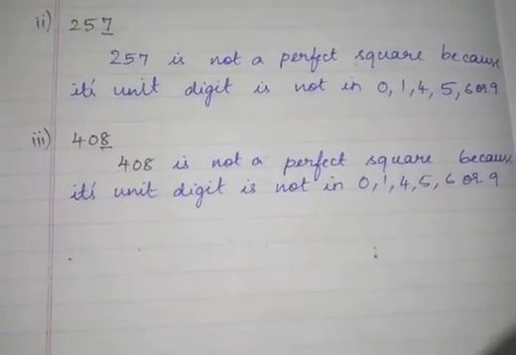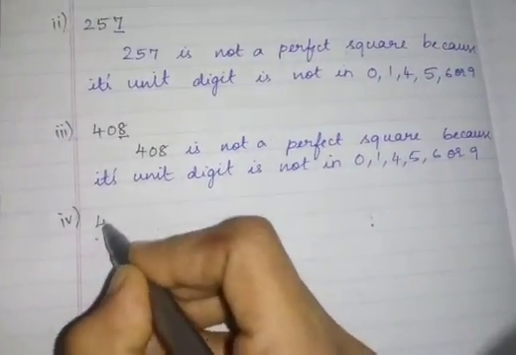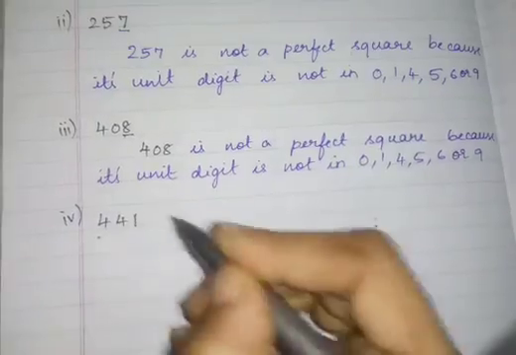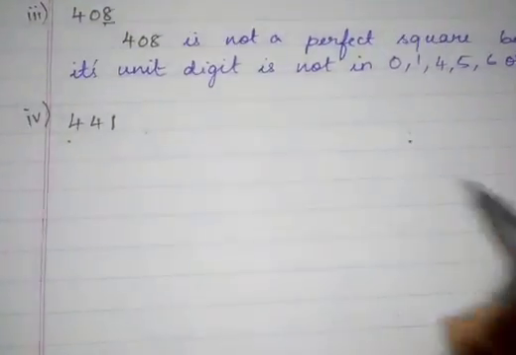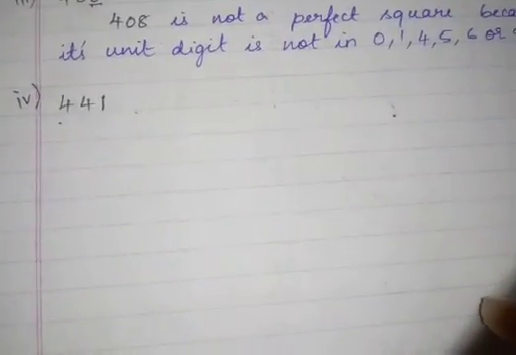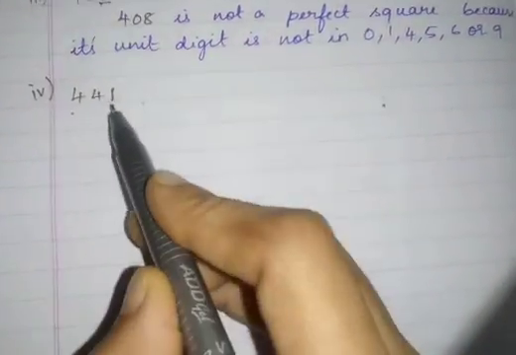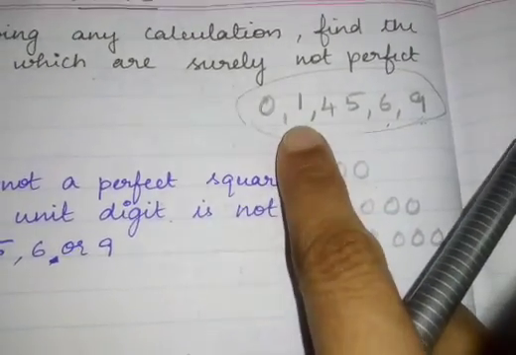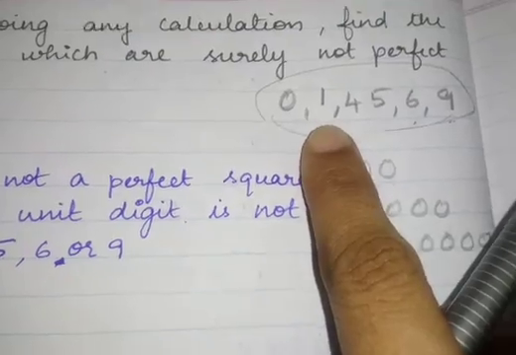Okay, next, what is the next question? Fourth, 441. Whether it is a perfect square? Yes, of course it is a perfect square. Why? Because what is its unit digit? 1. Does 1 come in this set? Yes. So 441 is a perfect square.